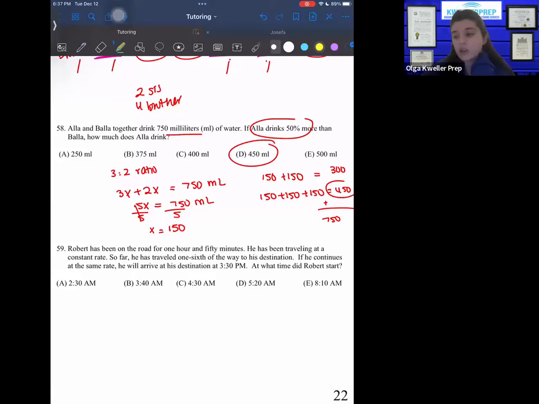The big thing that usually confuses people is when we think about 50% more, a lot of people think it's a 1-to-2 ratio, but you have to understand that it's actually a 3-to-2 ratio. That's the hard part of this question.